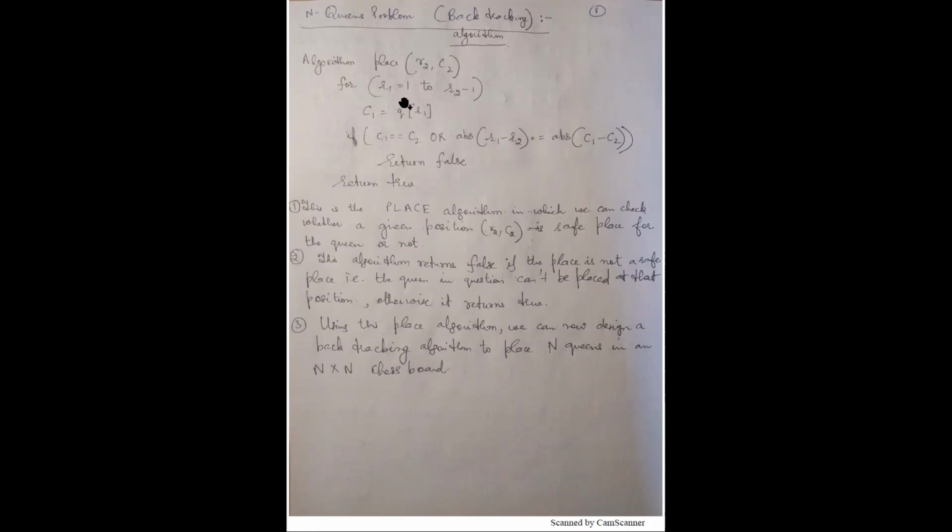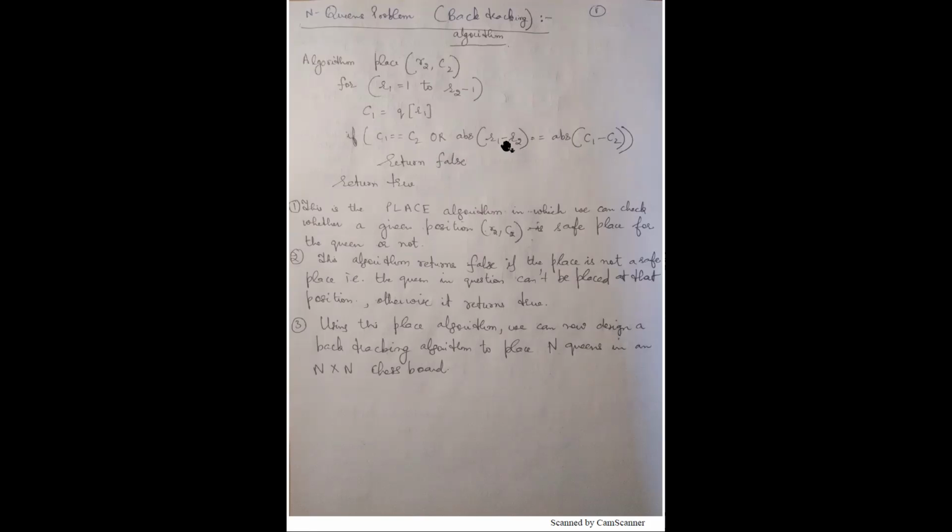So that's why this for loop is there. This is for the previous queen, ranging from R1 to R2 minus 1, all the previous queens which we have already placed in the rows, and we are now trying to place R2. So we will place the queen, right? Now this will be the column value for the queen, and if C1 is equal to C2, that means the previous queen is attacking the next queen column wise. Or absolute value of R1 minus R2 equal to absolute value of C1 minus C2, and this condition was for the diagonal attack.